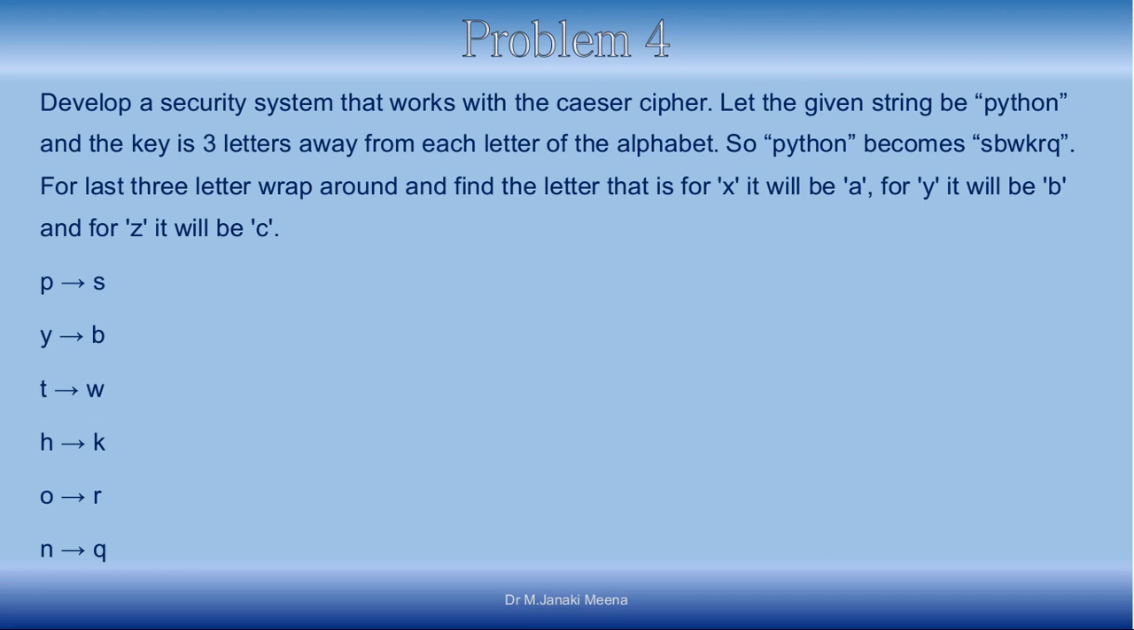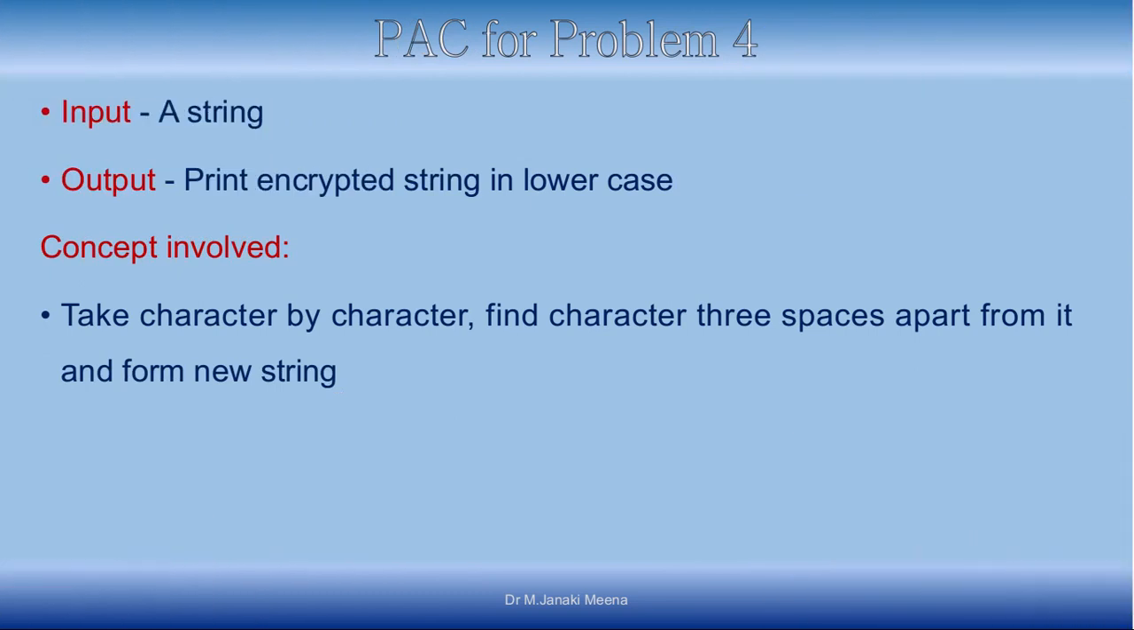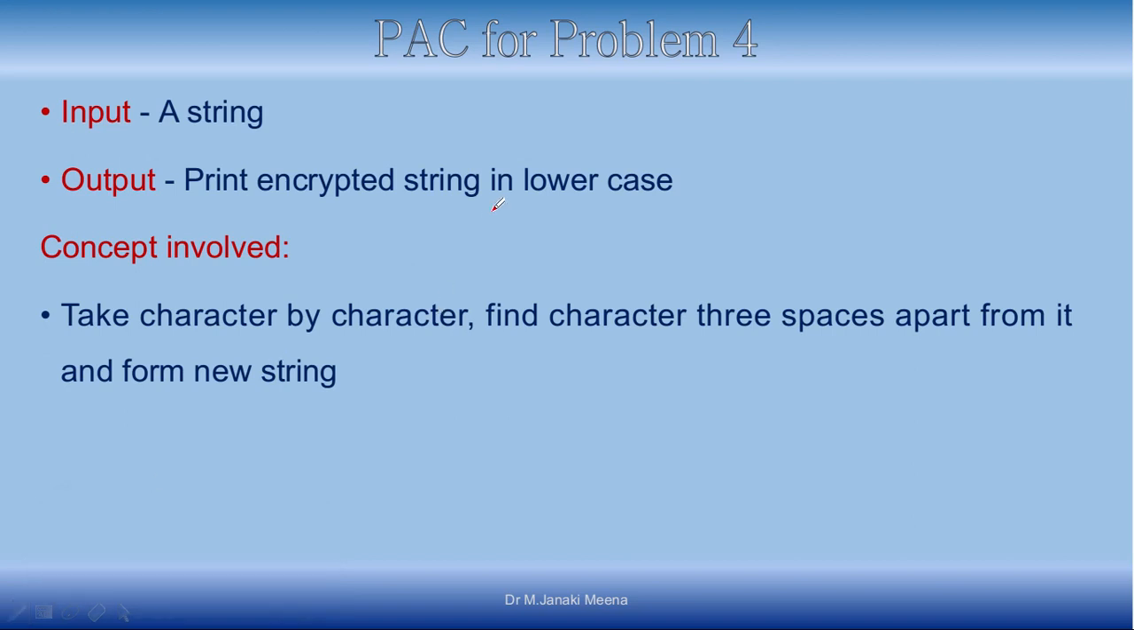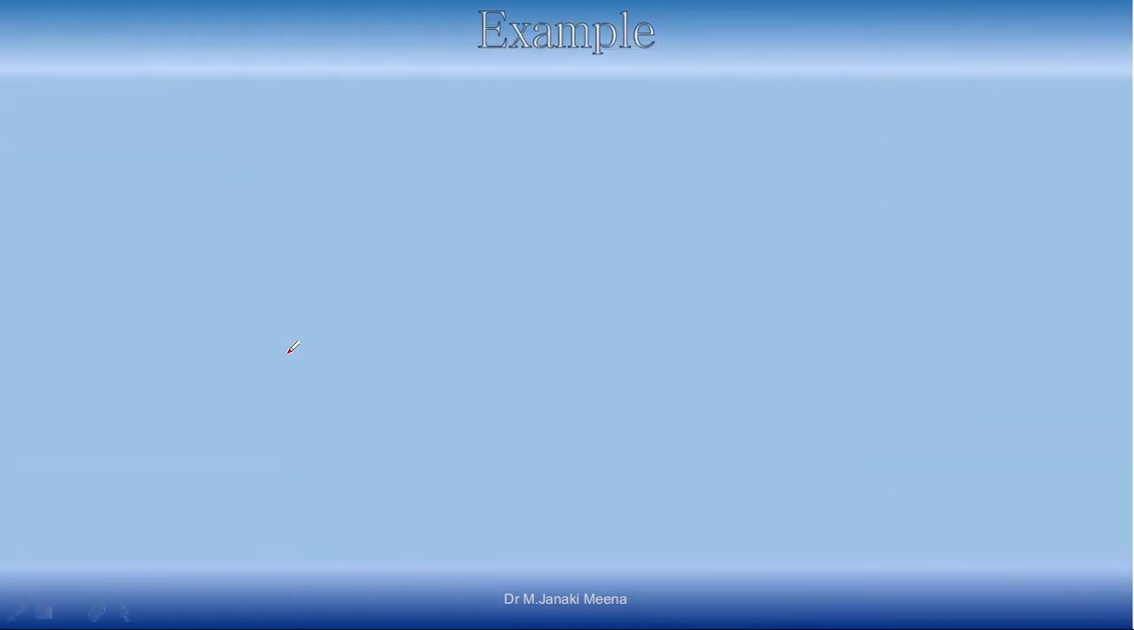So we are going to discuss how it can be done. When you look at the problem statement, input is going to be a string, output is going to be another string which is encrypted, and it is going to be in lower case. The concept involved is that we take character by character and find the character 3 spaces apart from it, and you have to specially consider the 3 characters X, Y, Z. You have to find a logic to handle X, Y, Z also, right.